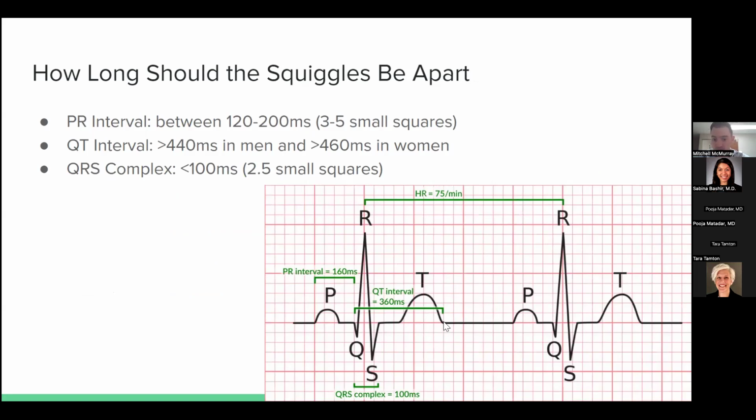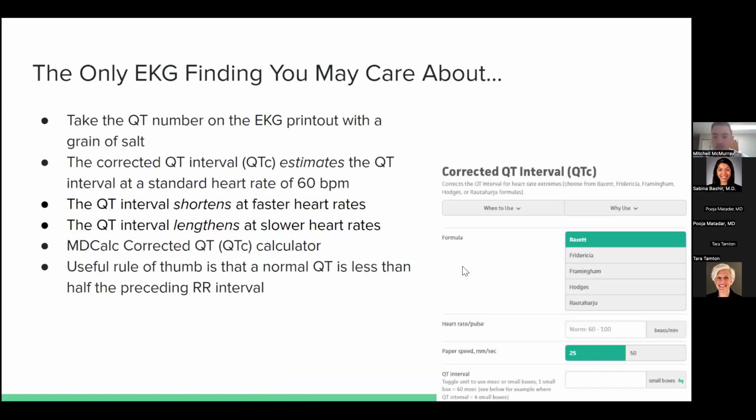So you can see that this would not be a prolonged QT because the T wave complex ends way over here in the middle. Does that make sense? Cool.